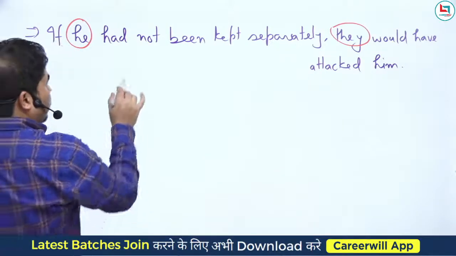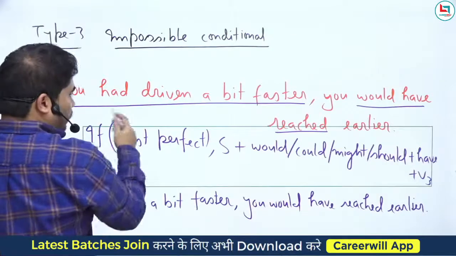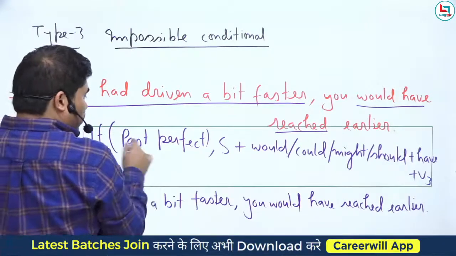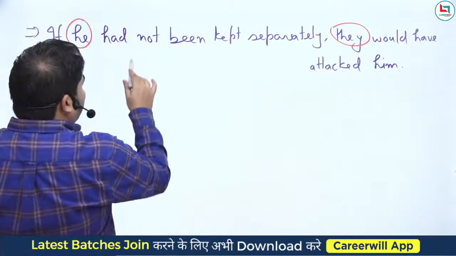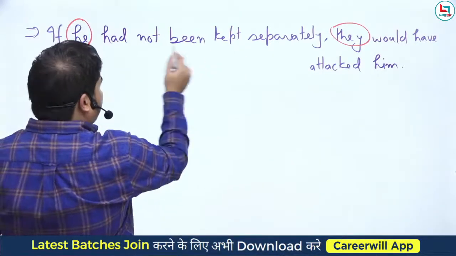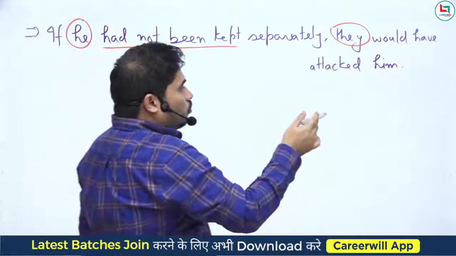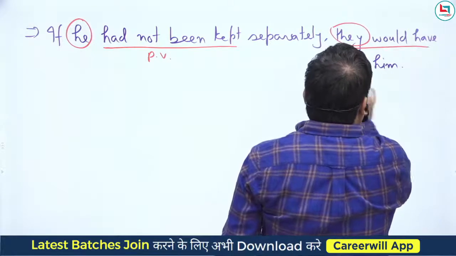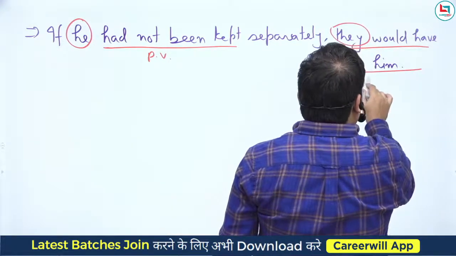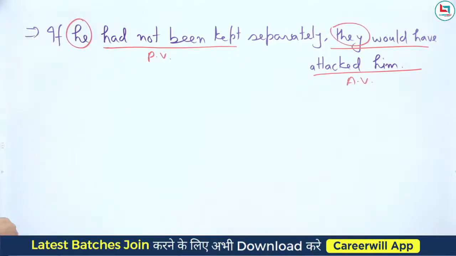And what you find over here, it is not written with the standard formula. It is not like had plus verb ki third form. What you see over here is had not been and then third form, which means this part is written in passive voice, and what you see over here, they would have attacked. So the main clause is in active voice and the conditional clause is in passive voice.